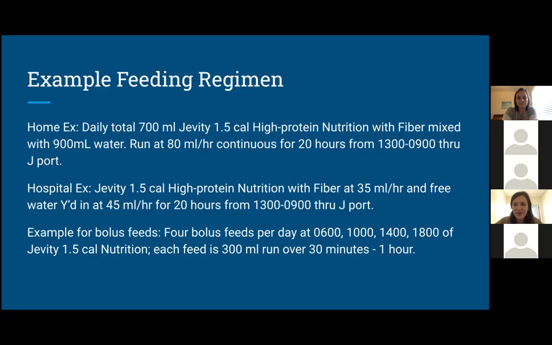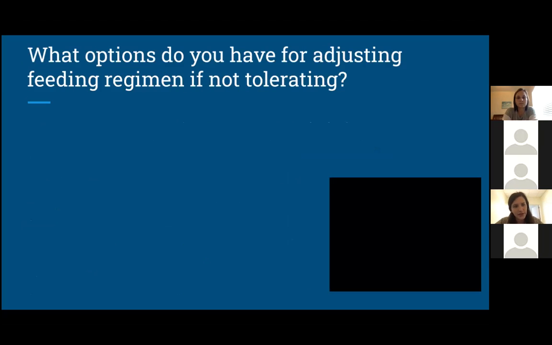This is just an example feeding regimen that you guys can look back at. These slides will be posted, but usually how things are worded is based on what we discussed already.